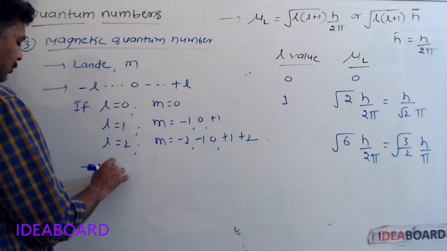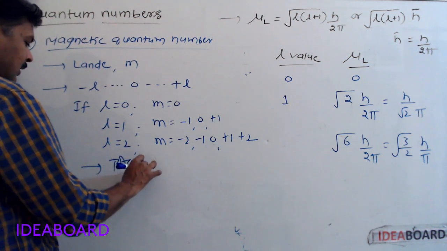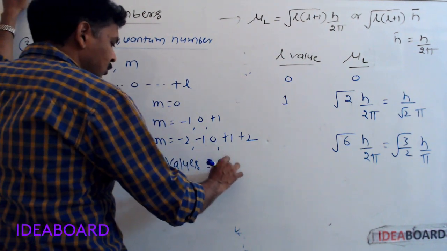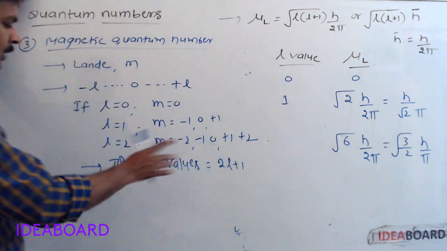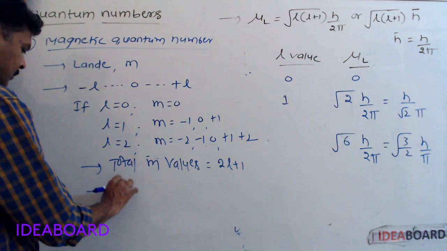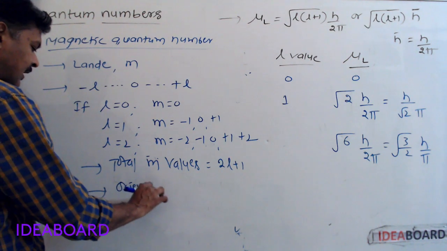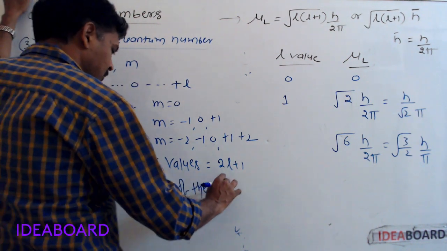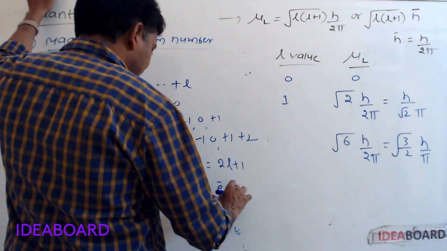Total number of m values is equal to 2L plus 1. It gives the orientation of the electron.